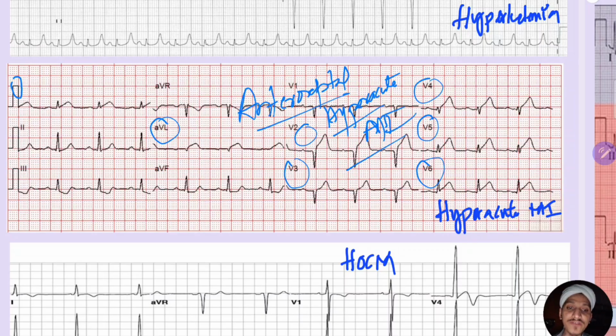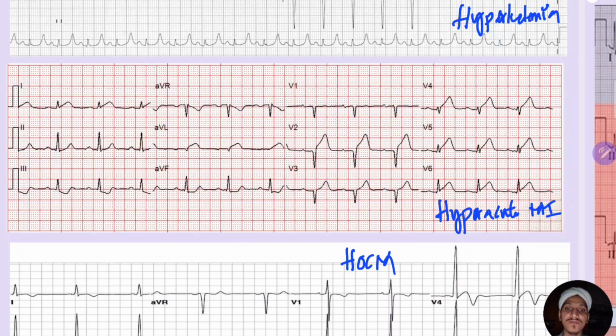Okay. How do you confirm that? You see the inferior leads. See here, there is ST segment depression in lead 3 and in 2 and aVF also. So that confirms that it is anteroseptal hyperacute myocardial infarction. Okay. So that you got to know from here.